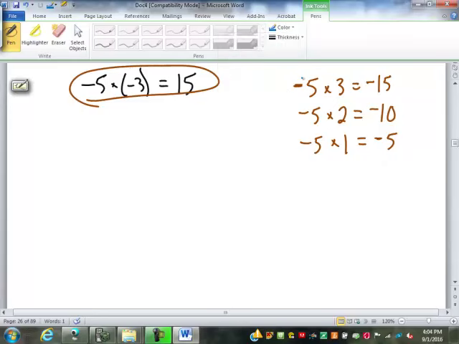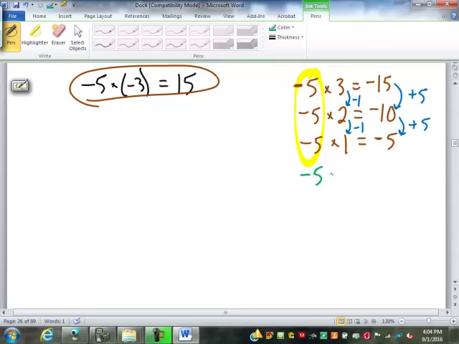Now let's look for a pattern here. Each time I started with the number negative 5, and I multiplied it by something. I reduced the number I multiplied by 1. Went from 3 down to 2. What did it do to my answer? Well, it went from negative 15 to negative 10. It went up. It increased by 5. Here, I went down by 1 again. This increased by 5. Now let's see if that pattern will continue.